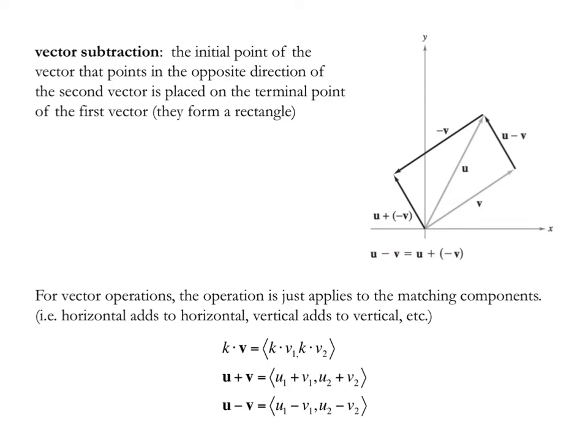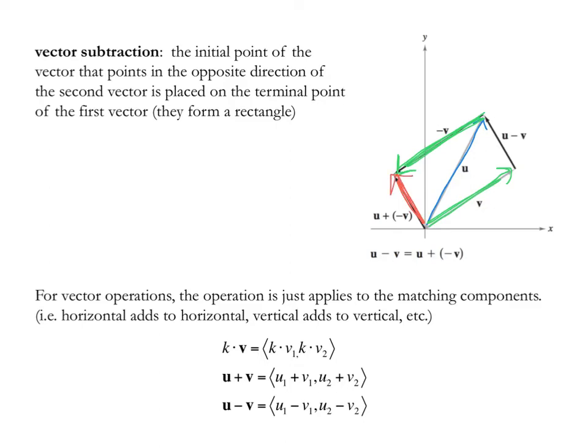So if we have u and we want to subtract v from it, there's u, here's v. The first thing that has to happen is we have to create negative v and put that on the end of u. So negative v, which is how we would subtract it, would go in the other direction. It's the same slope, same length, but going in the other direction. And then the result, u minus v, would be this red vector here.